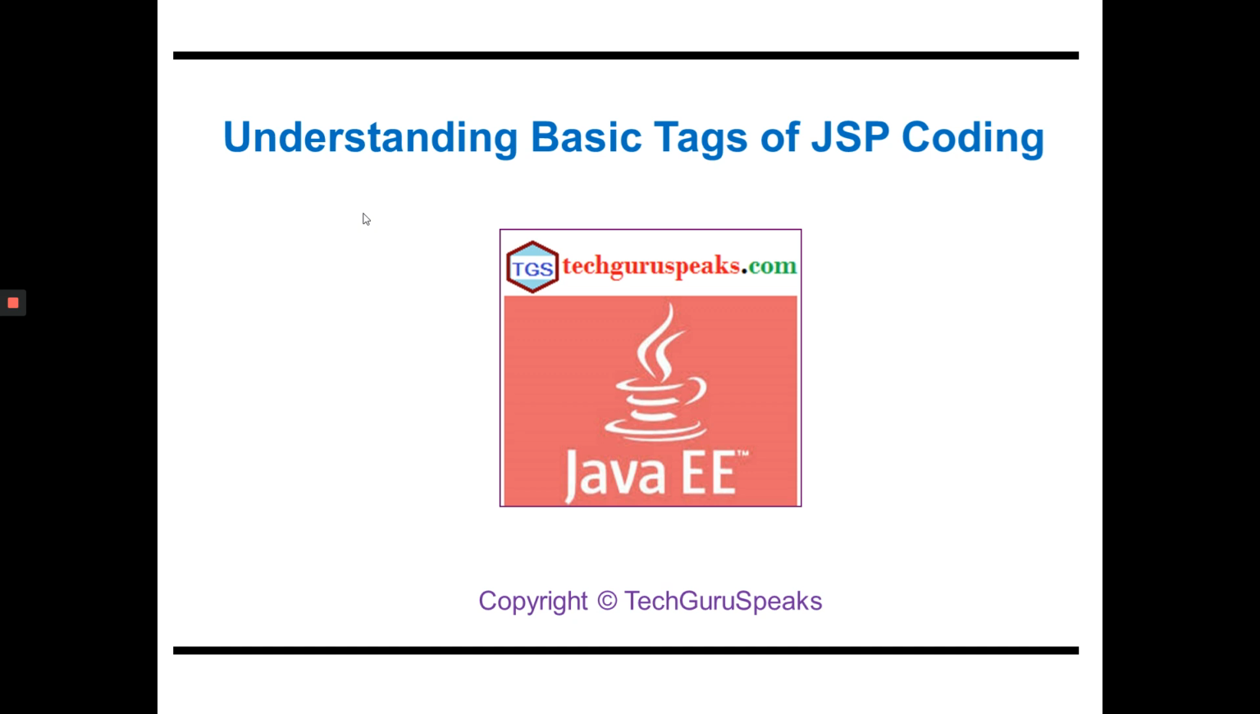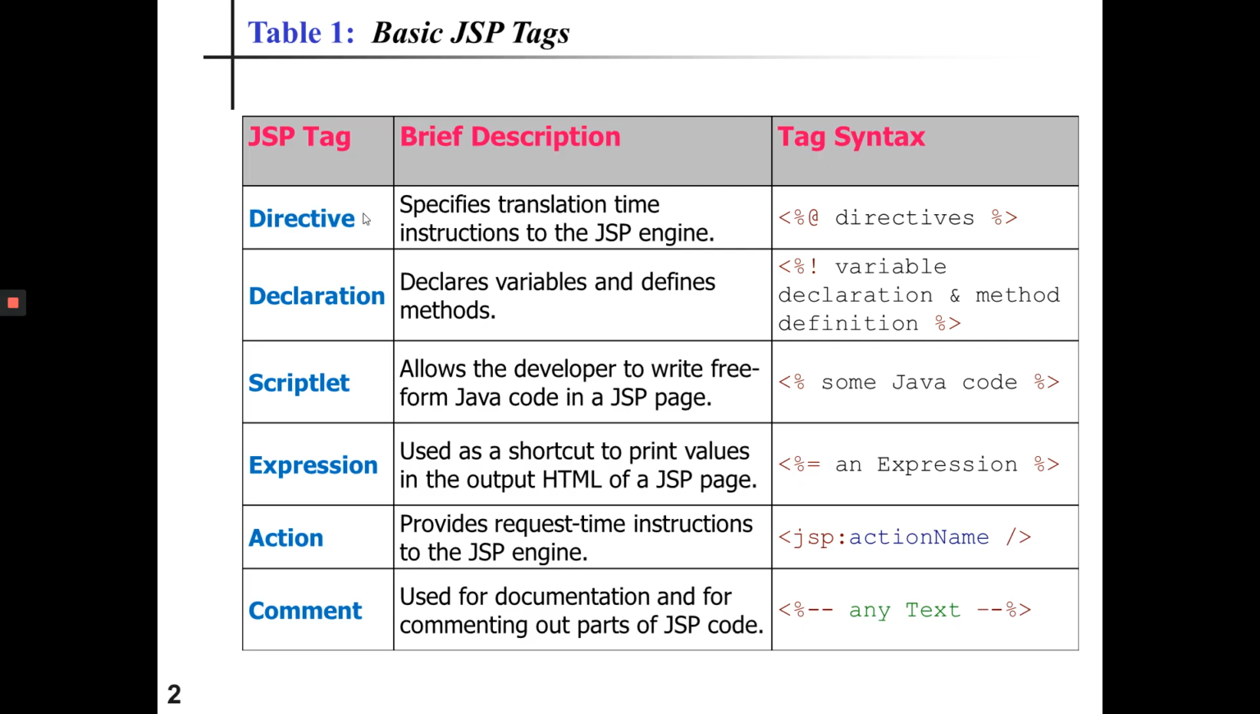So now let's see what are the different tags of JSP coding. Basically, we can have 6 types of JSP tags. Like we can have directive tag, which is basically used for specifying translation time instruction to the JSP engine, and it is having a syntax like this.